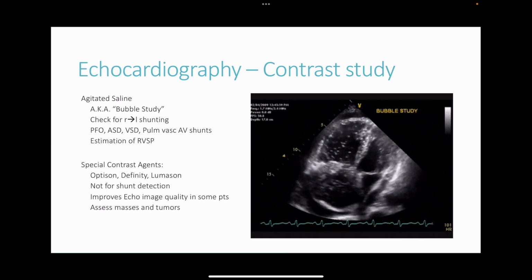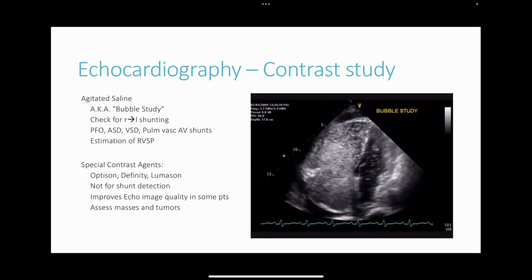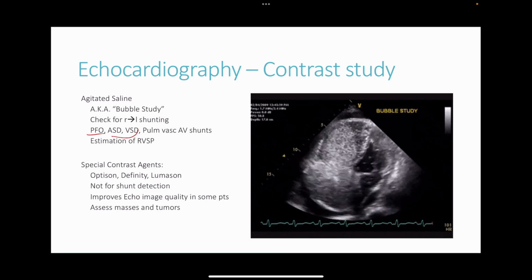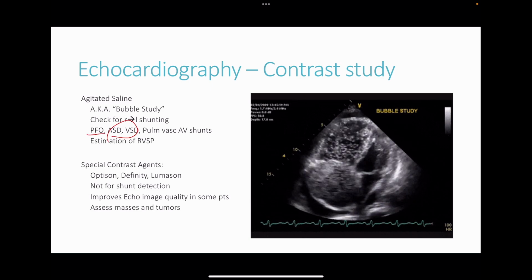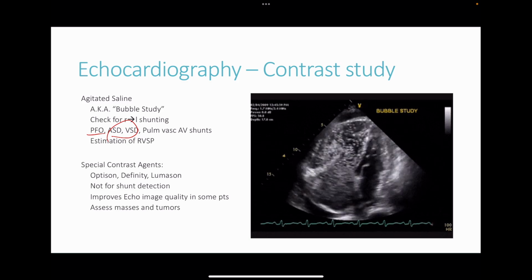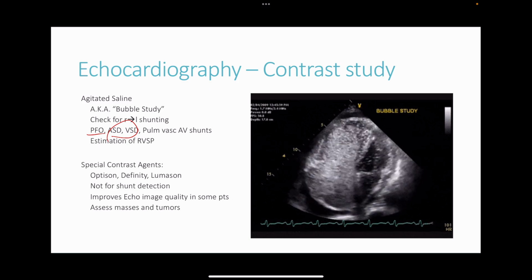We're looking for any defects in the septum. You'll see the bubbles spread across. So again, patent foramen ovale, here's your ASD and VSDs. Any vascular shunts, check. The bubble study will help determine all those things.